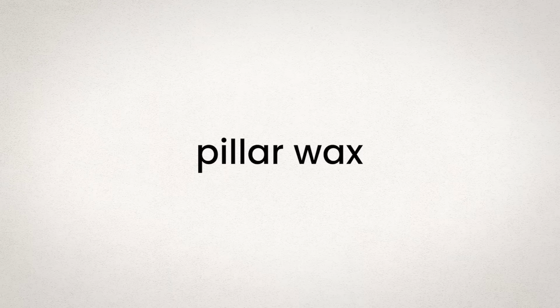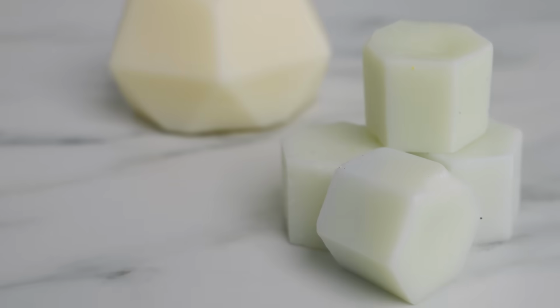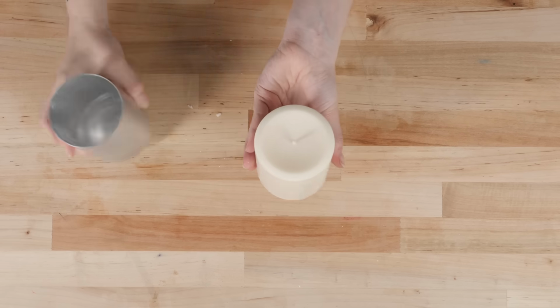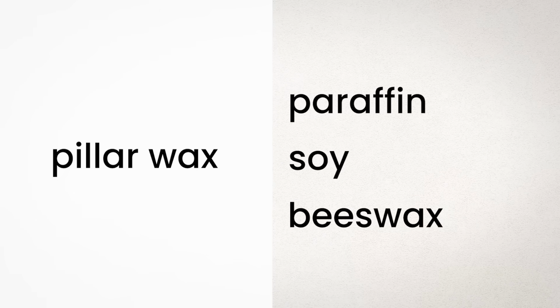Pillar wax is formulated for pillar candles, wax melts, tarts, votives, or anything structural that needs to hold its own shape. Pillar wax is a harder wax that's designed to pull away from a mold as it cools, allowing for easy release. Pillar waxes are made from various materials like paraffin, soy, and beeswax. Now that we've broken down the two main categories of wax, let's discuss the different wax varieties.